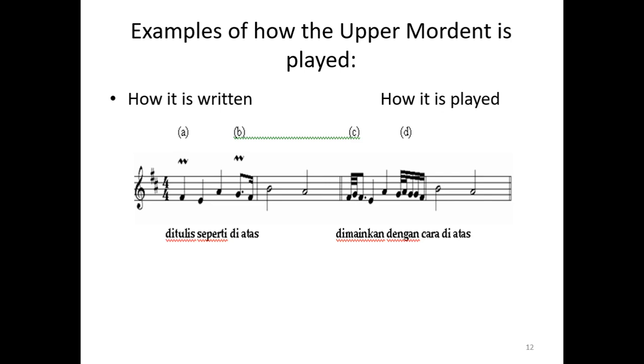And there we can see how it is written in a musical score. If you take a musical score, you will see a mordant written like that. And on the other side, on the D side, you can see how it is played. If you see this mordant sign and you are playing the note, you will play it like this. It's a very fast note if the mordant is there.